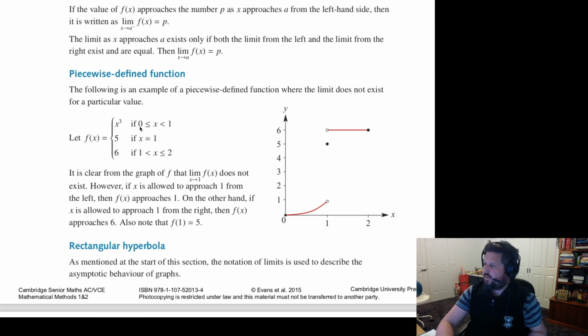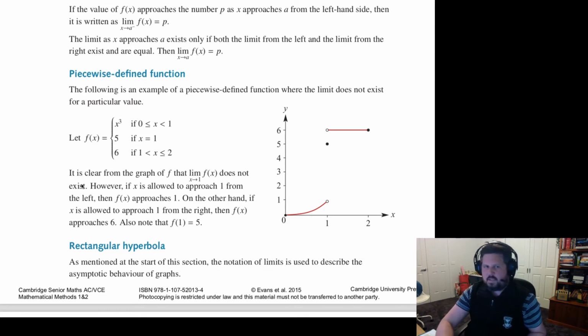So you can see between 0 and 1, you've got x cubed. Notice the open circle here. At x equals 1, it's 5. So you can see the closed circle there. And between 1 and 2, it's 6, so a straight line there. Notice again the open circle for this value here, and the closed circle where it's included. Yep. So it's less than or equal to 2, so it can be included.